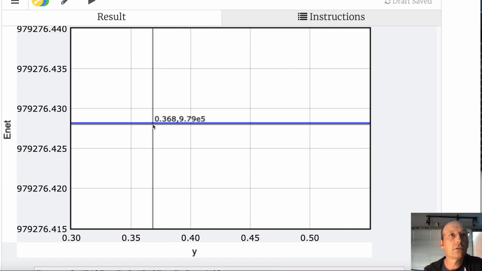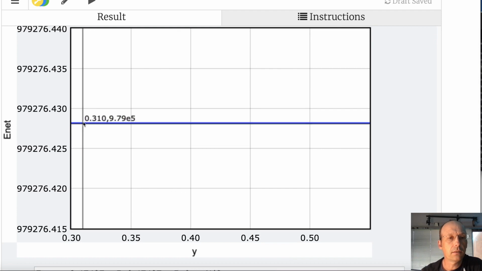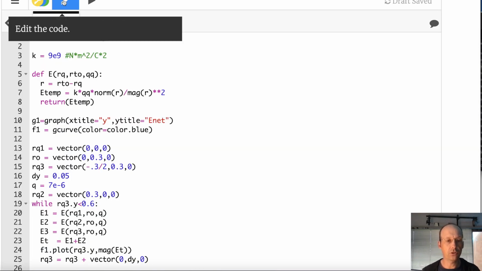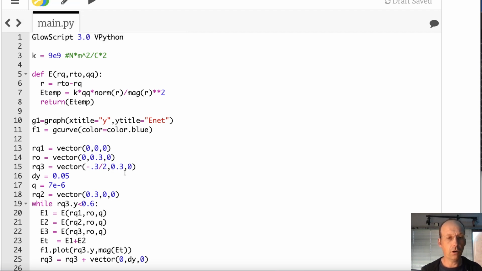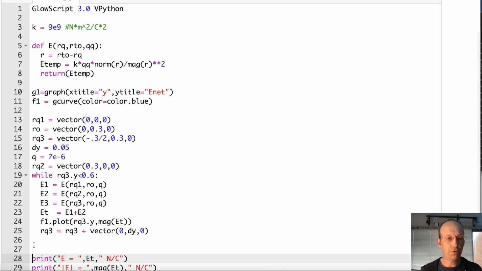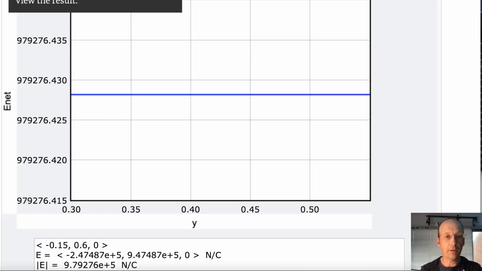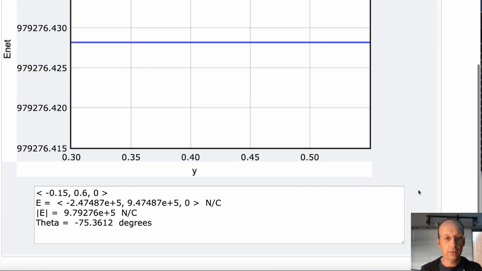Why didn't it change? The magnitude of the electric field did not change. R3Q, I did move it. Let's print RQ3 just to see if that indeed changed. I may have got myself into a little pickle here. Sometimes that happens. It didn't even move it. There's no RQ. It didn't print it.